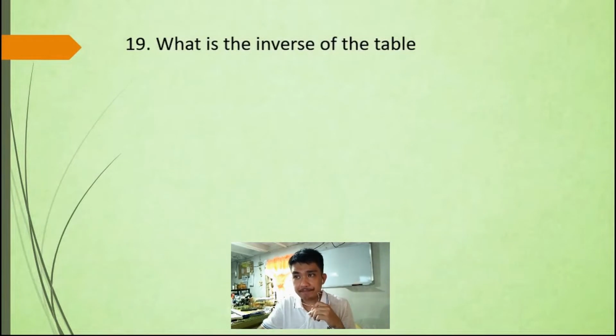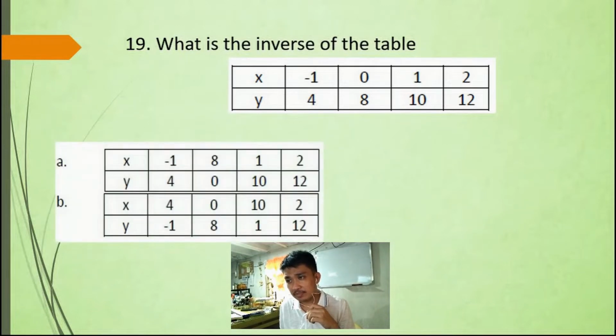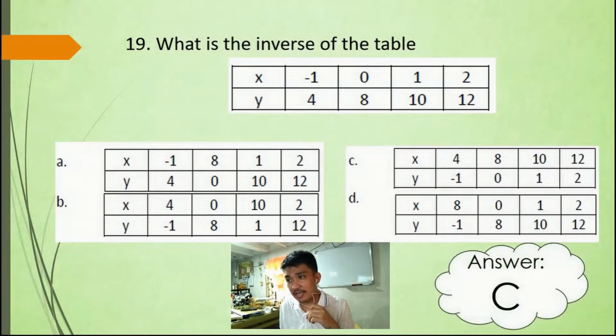Number 19. What is the inverse of the table? These are the x values: -1, 0, 1, 2. And the y values are 4, 8, 10, 12. Let's take a note. Let's take a look at these tables. So the answer is letter C.